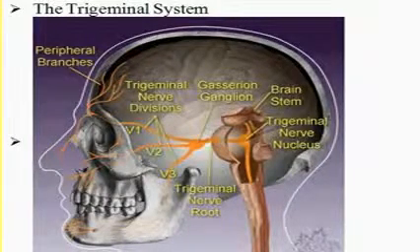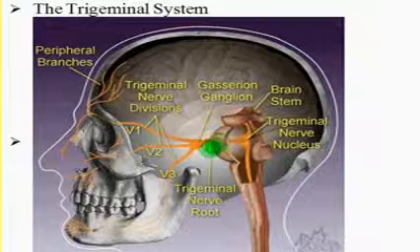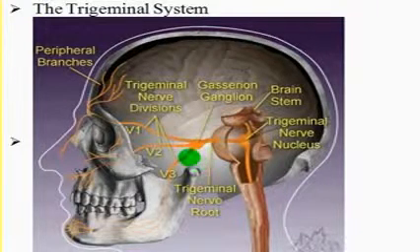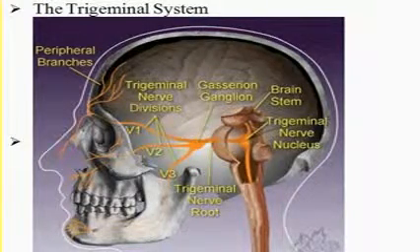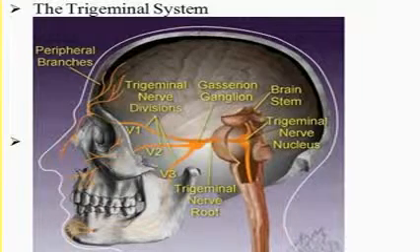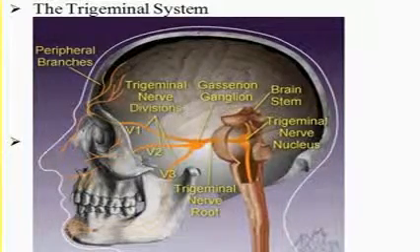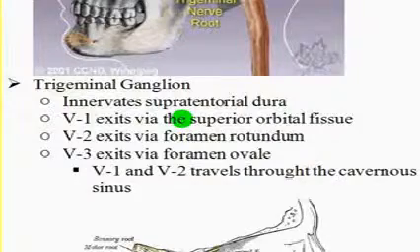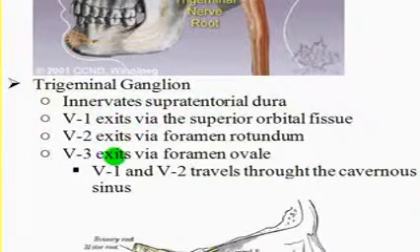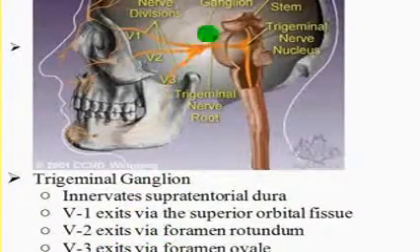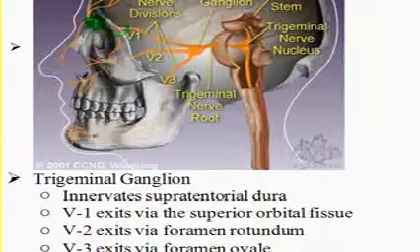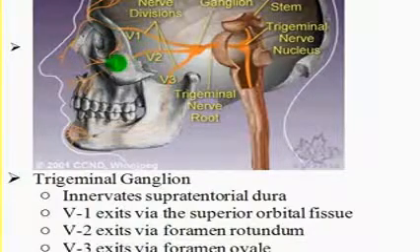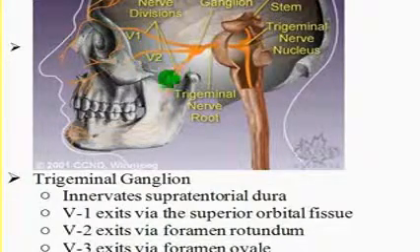Okay, let's talk about the trigeminal system. It's probably the biggest cranial nerve. The trigeminal ganglion is going to give off fibers that innervate the supratentorial dura. V1 is going to exit via the superior orbital fissure, V2 via foramen rotundum, and V3 via foramen ovale. So superior orbital fissure, foramen rotundum, foramen ovale.